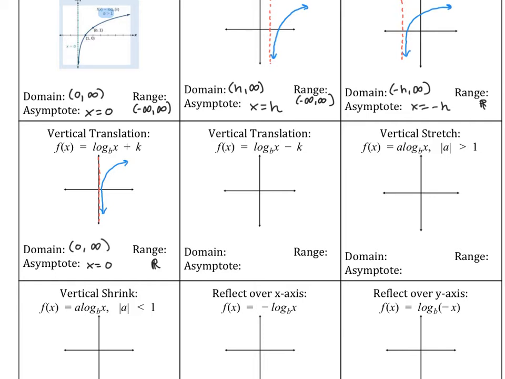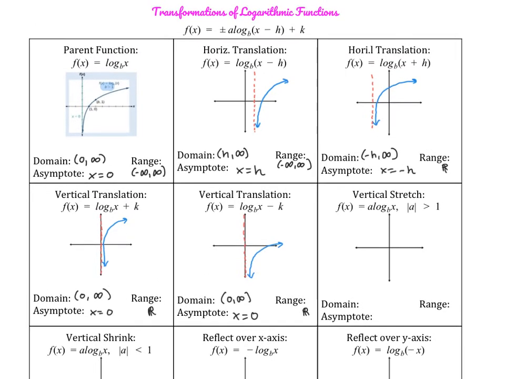Likewise, if we subtract k from our entire function, it will shift our graph down, so maybe something like this. Since we're only moving down, it doesn't move our asymptote, so our domain, range, and asymptote stay in the same place. So you can notice here, the generalization is that only horizontal shifts will move our asymptote.